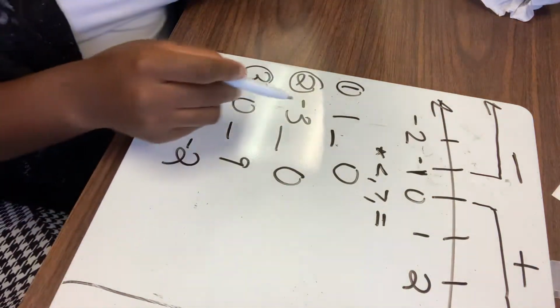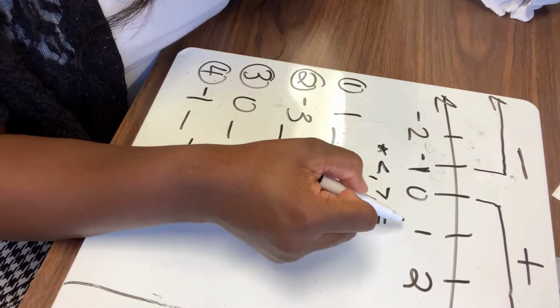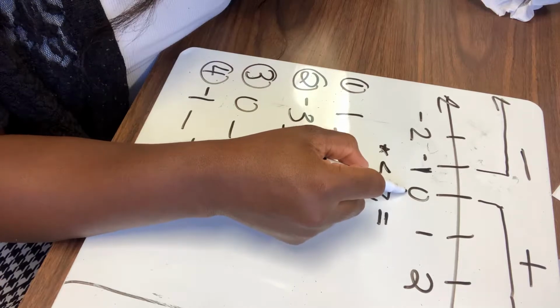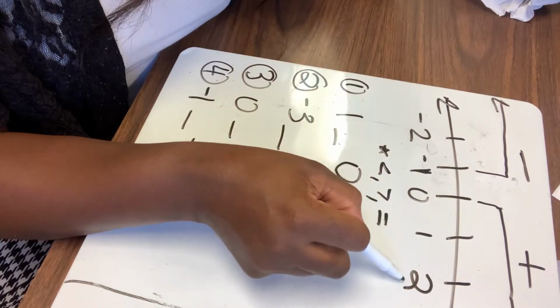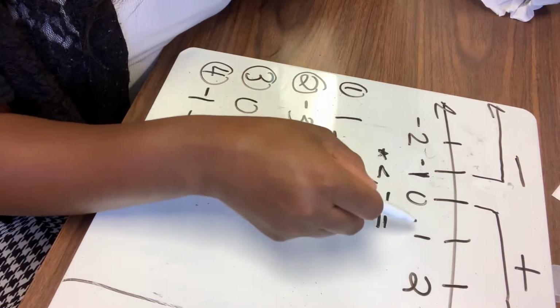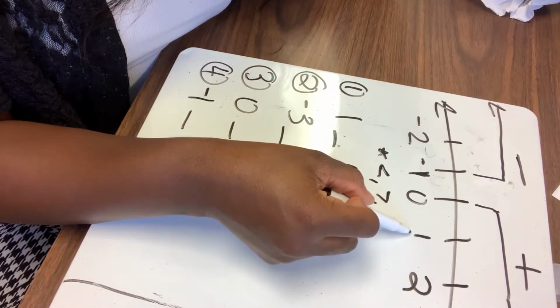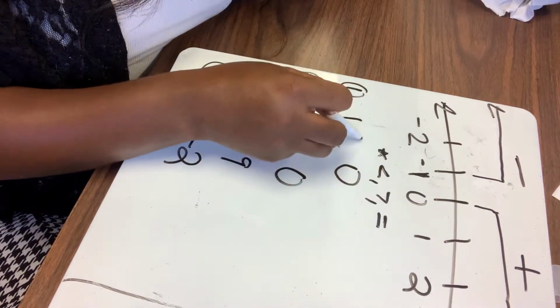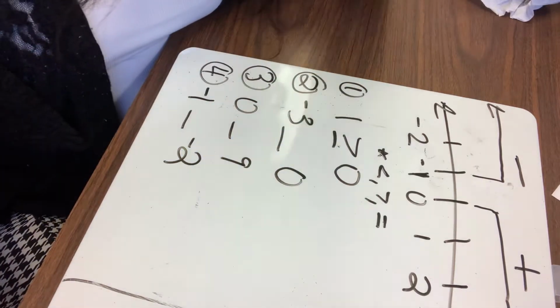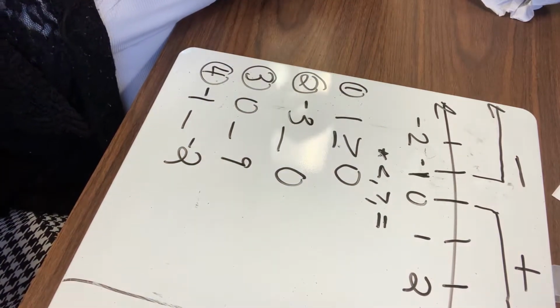Okay, so we have 1 and a 0. 0 is right here, and 1 is right here, and 2 and 3 and 4. So since 1 is in front of the 0, we know that 1 is going to be greater than 0. Okay, let's move on to the next one.